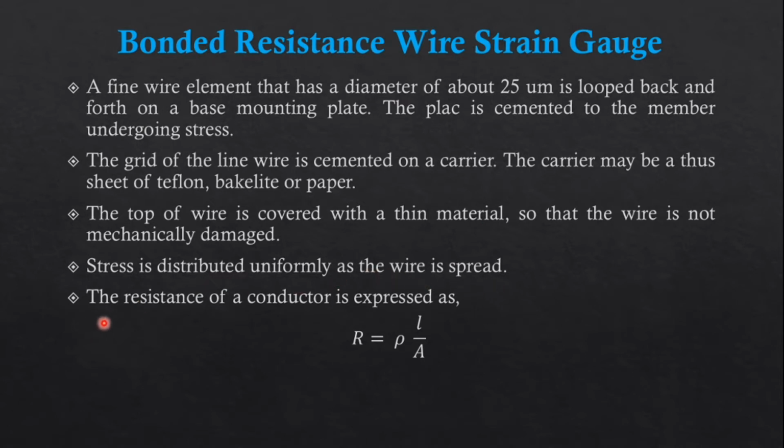Then the resistance of the conductor is expressed as R is equal to rho L by A. Over here A is the area of the conductor, and we can further define A is equal to pi r square or pi D square by 4, right? Because D is the diameter and r is the radius, so R is equal to rho L by A.